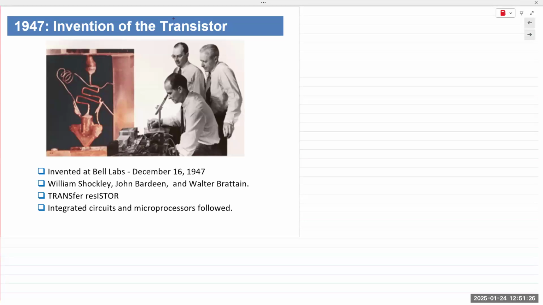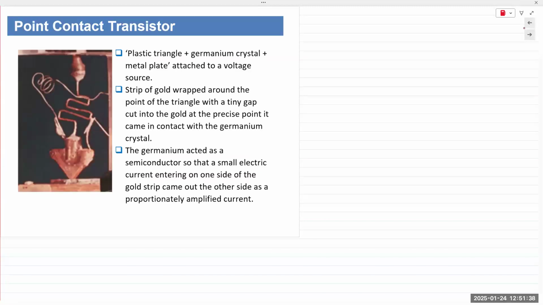The transistor was the first solid state device that was created. The first prototype was presented in 1947. It was a point contact transistor. Point contact simply meant you had a germanium crystal, a semiconductor, attached to a voltage source, with a gold wire running right down to the tip. When it made contact, they could see a rectifying and an amplifying effect on the current passing through.